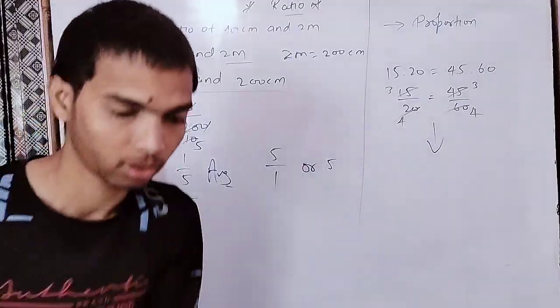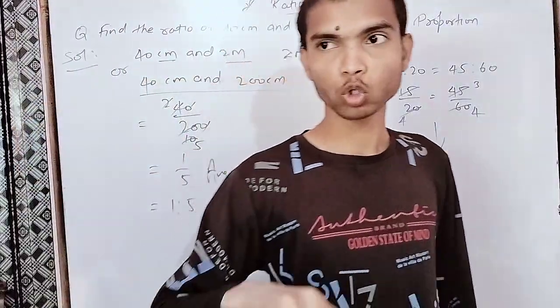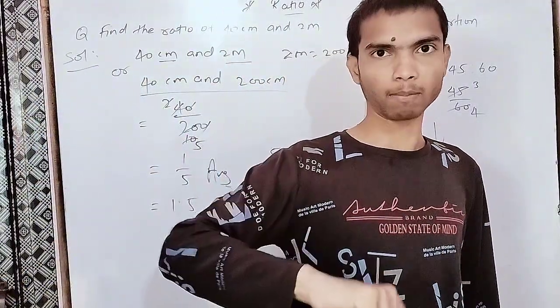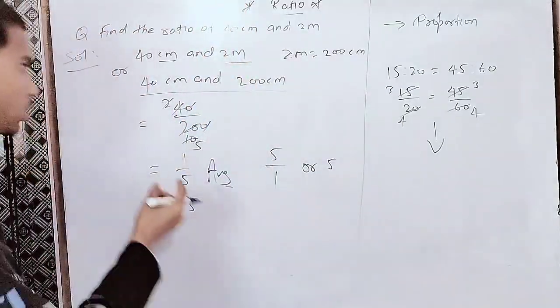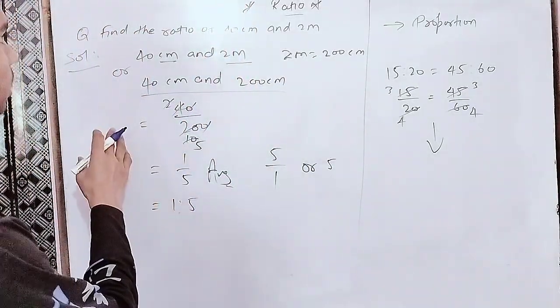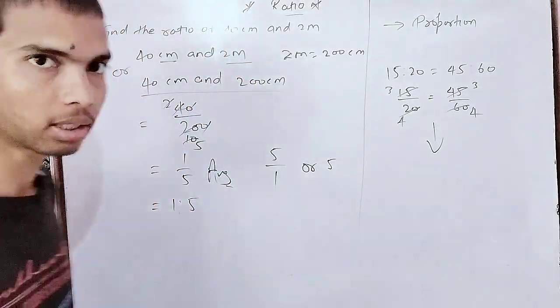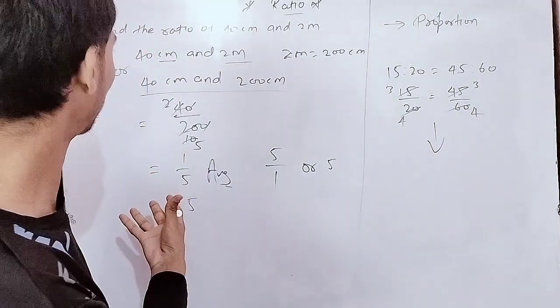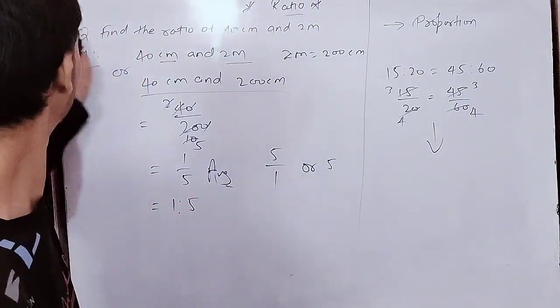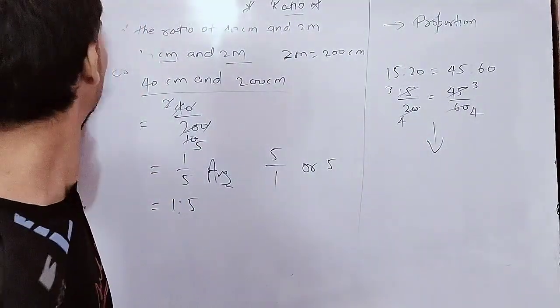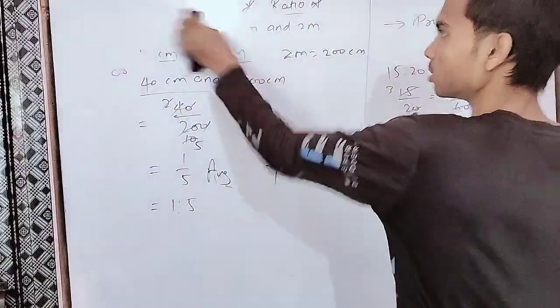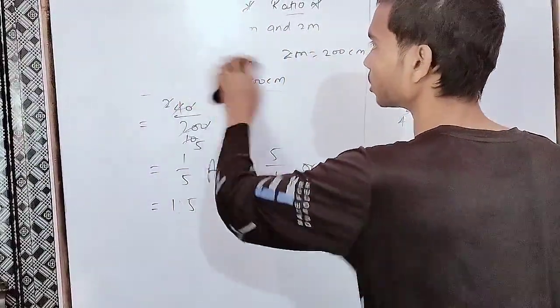Now next, we understood about the ratio as well as proportion, and we understood the ratio with an example. Now let's move ahead. Then see what is there.